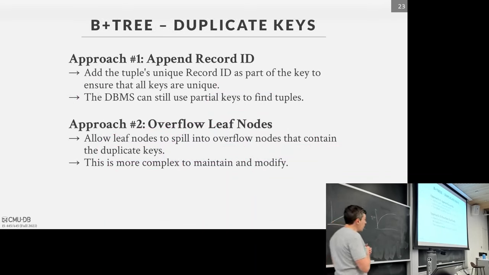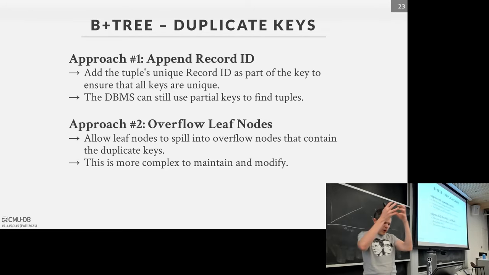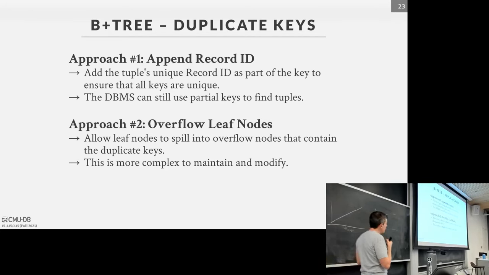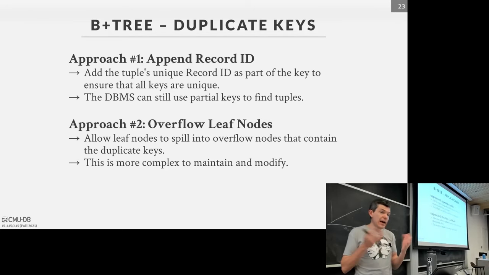There are two approaches to do this. Again, the issue is that I want to be able to have everything always in log n. How do I handle inserting duplicate keys over and over again and not violate that requirement? The most common approach is to maintain a hidden column or hidden attribute in the key with the record ID of the tuple that it's pointing to. That guarantees that every key ends up being unique.